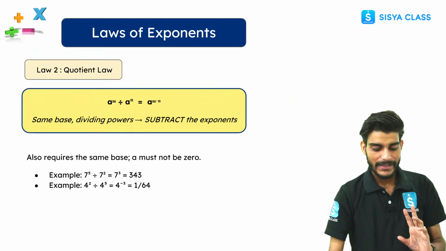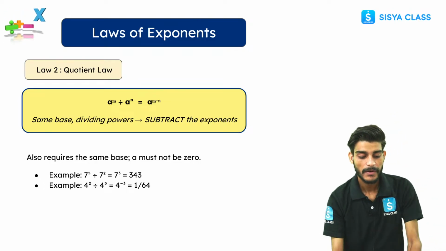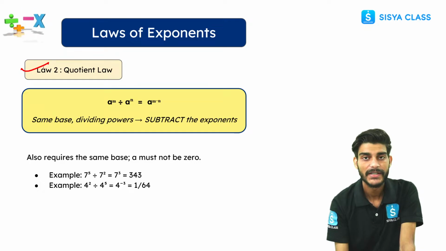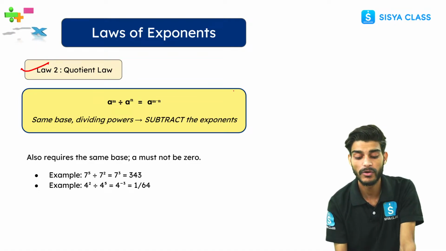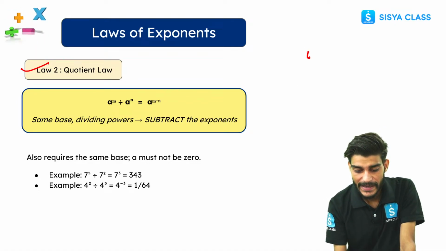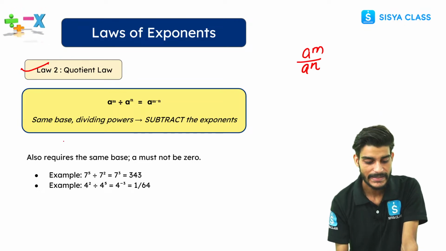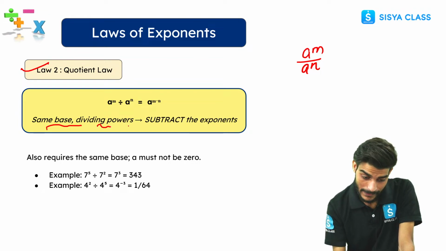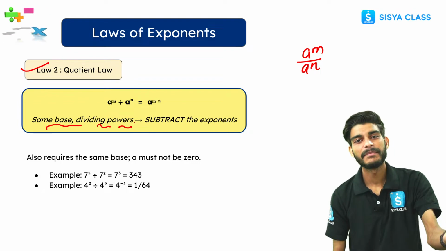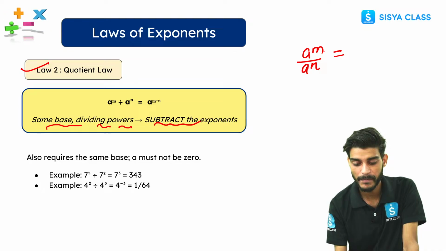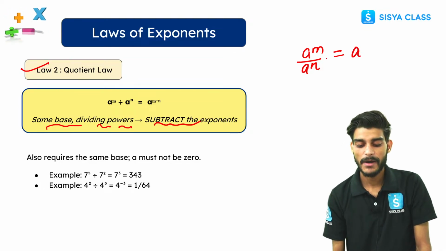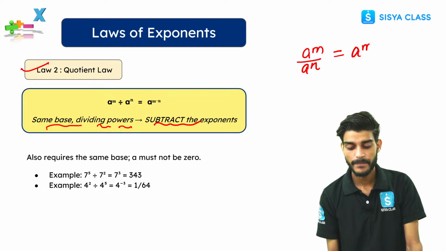Second law, that is quite similar to the first law. What is it? The quotient law. The first one was the product law, meaning multiplication law. This is the quotient law. If we have the same base and different powers, but here we have a division. Same base dividing, powers different, can be same as well, doesn't matter. Just subtract the exponents, meaning you have to subtract the powers. So a raised to the power m upon a raised to the power n equals a raised to the power m minus n.